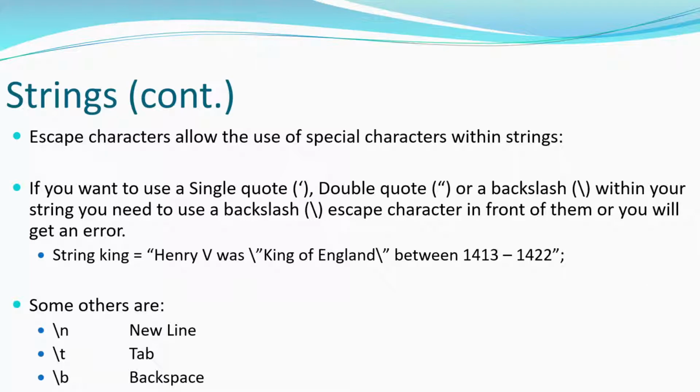Now, if you want to use actual quotes, double quotes, and backslashes within any of your strings, you'll come up with an error unless you use what's called an escape character in front of it, which is an extra backslash. So, string king: Henry V was King of England between 1413 and 1422. So just a bit over 9.5 years, if my memory served. And you'll notice here I've used the escape character to put the double quotes around the King of England.